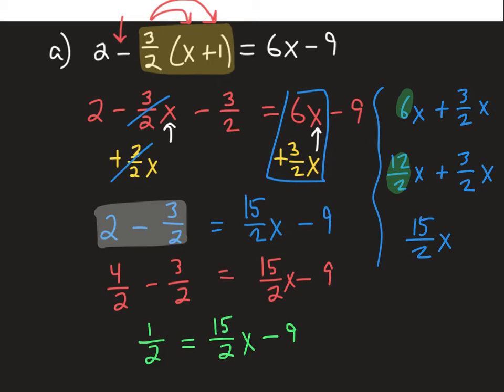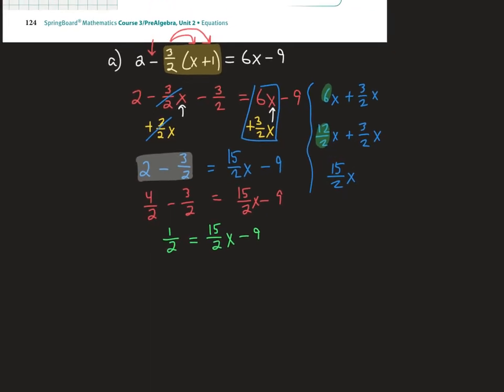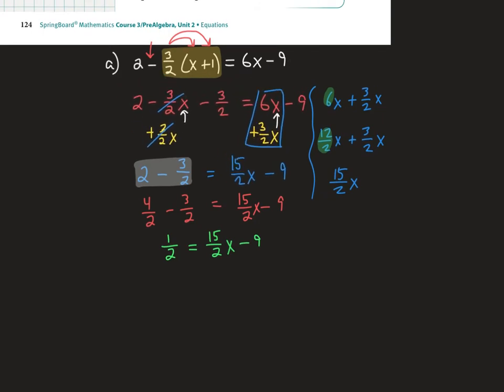Again, this is kind of a messy equation, a lot of things going on, but we can handle it. So let's take a look. We have now 1 half equals 15 over 2 x minus 9. Again, our goal in any equation is to get the variable by itself. So let's start getting rid of things around the variable. We always do the adding and subtracting first. We're going to add 9 to both sides. That's going to cancel out the minus 9. So we're going to have 15 over 2 x, and then 1 half plus 9.